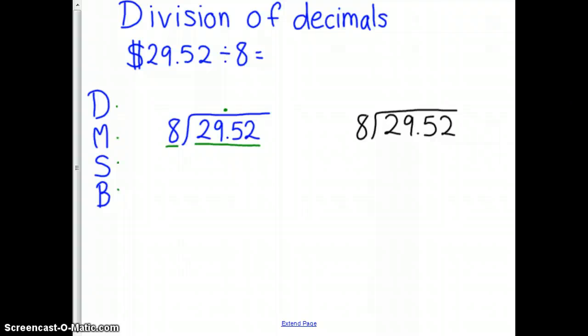So let's look at 8 and 2. Can we put 8 into 2? Do any 8s fit into 2? No, they don't. So I'm going to put an X up there. Then I look at 29. How many 8s fit into 29? I know that 8 times 3 is 24, and 8 times 4 is 32. 32 is too many because it doesn't come out of 29, so I'm going to put a 3 up here and multiply. 3 times 8 is 24, so that is what I will subtract from 29.